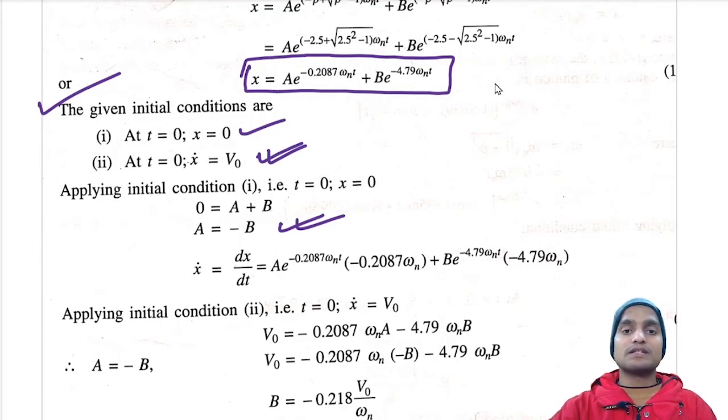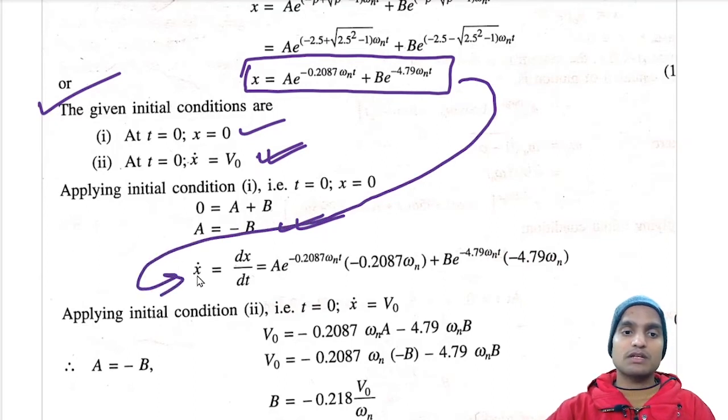So let's differentiate this equation, and after differentiation we get this equation: x dot is equal to dx by dt, equal to... the power gets multiplied into both the terms. Okay, so both the terms have been multiplied, and this is our equation for velocity. And put this value here, t equal to 0.